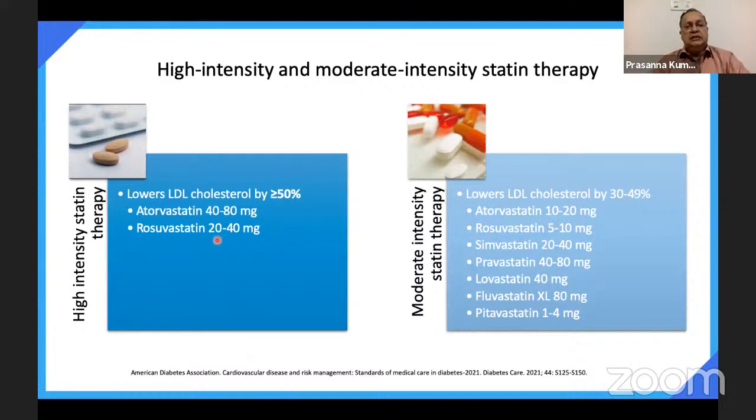There were some guidelines which said, don't even bother to monitor that. Once the patient is diabetic, if they are high risk, start 40 to 80 mg of atorvastatin or 20 to 40 rosuvastatin. There is nothing like a goal at all. Whatever the baseline LDL, whether 100, 150, 200, by just giving this dose, if you can reduce LDL by 50% or more, that is the statin therapy that reduces cardiovascular disease.